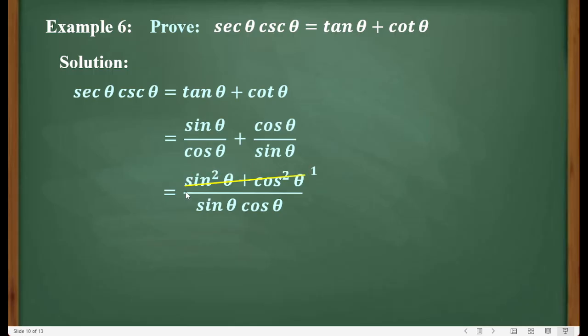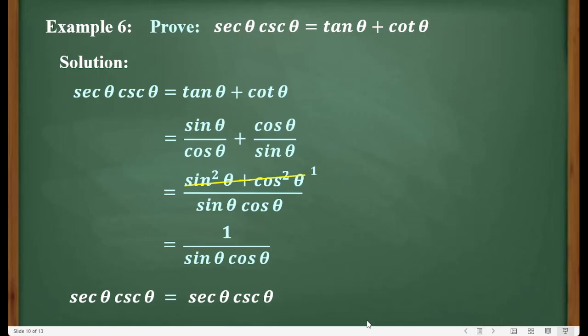So the expression on this side is now 1 over sine theta cosine theta. And applying the reciprocal identity, 1 over sine theta cosine theta is equal to cosecant theta secant theta. So again, the equation in number 6 is an identity.